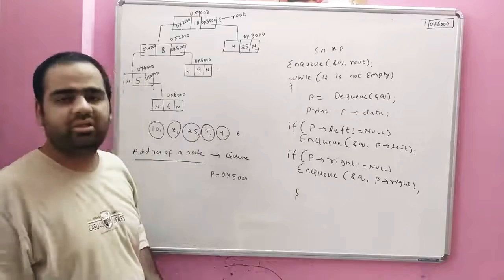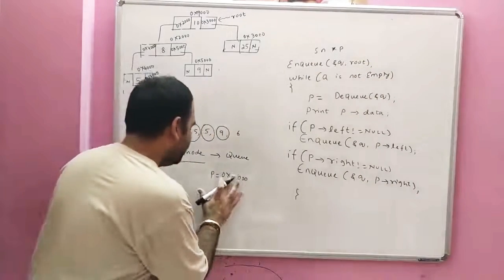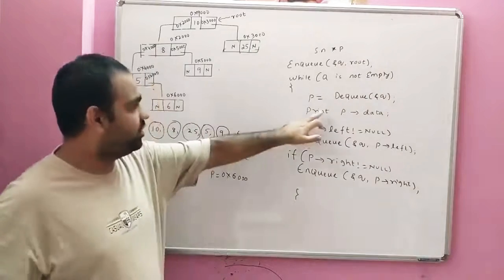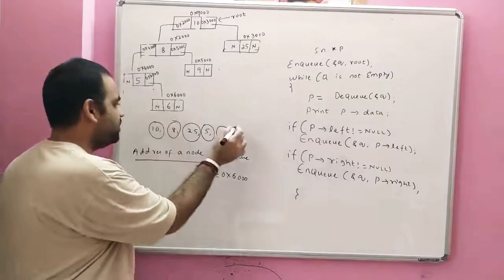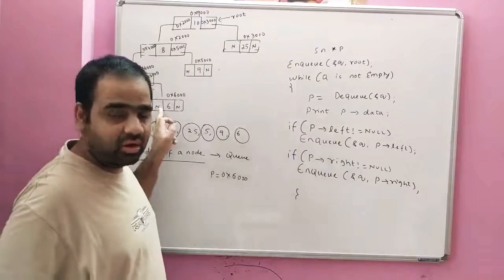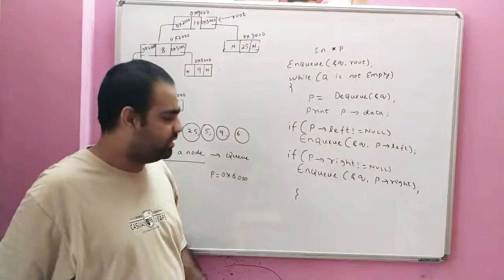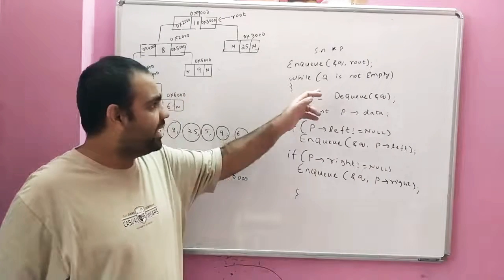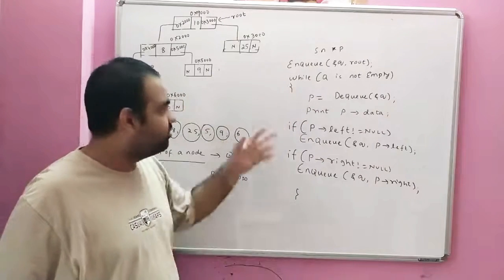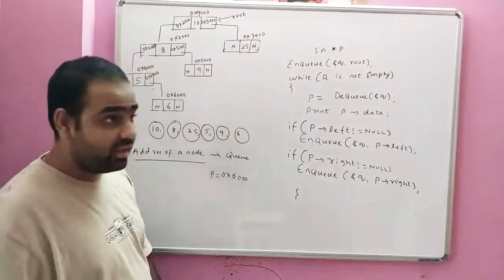Go back. Q is not empty. Yes, Q is not empty. Again, you say P is equal to DQ. What do you get? You get 6000. Print 6000 arrow data. What is 6000 arrow data? 6. 6000 arrow left is null. Null not equal, null is false. Do not enqueue. 6000 arrow right is null. Null not equal, null is false. Do not enqueue. Again go back. Q is empty. Q not empty is false. You come out and you see that the level order traversal of the tree is being done.